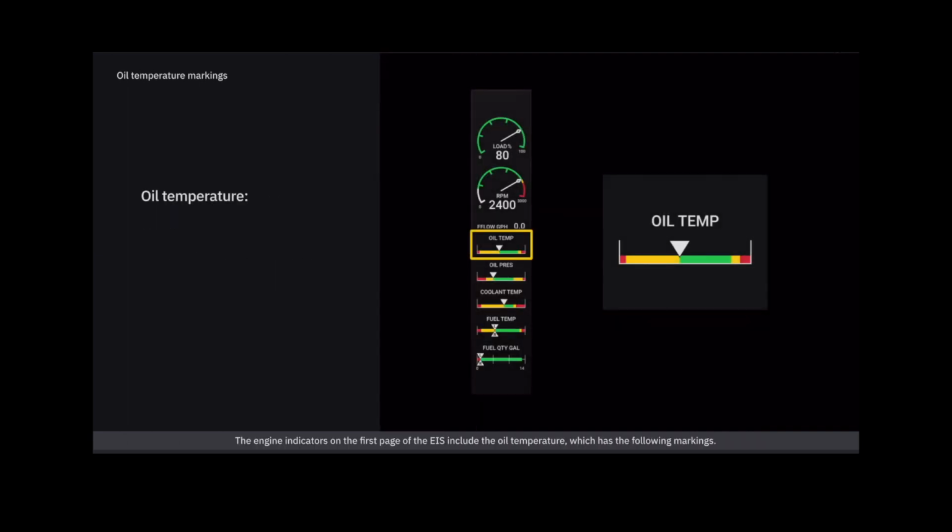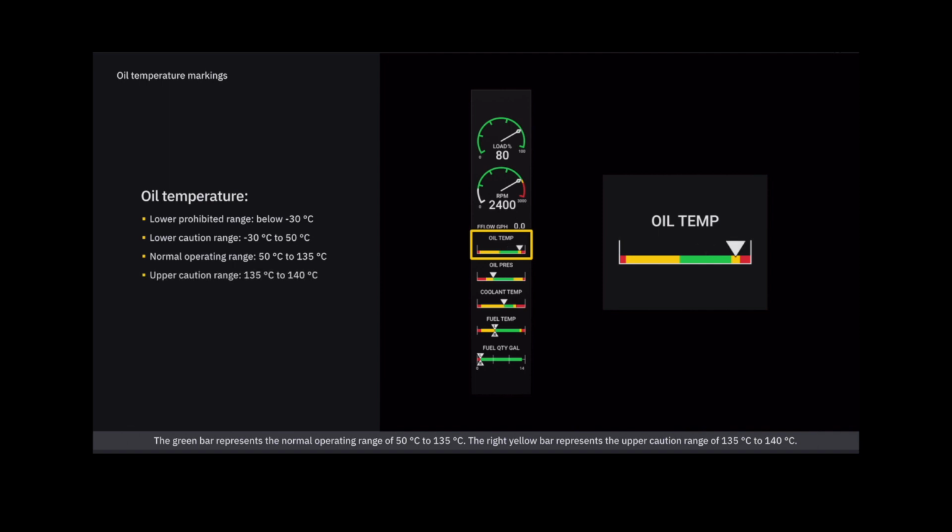The engine indicators on the first page of the EIS include the oil temperature, which has the following markings. The left red bar represents the lower prohibited oil temperature range below -30 degrees Celsius. The left yellow bar represents the lower caution range of -30 degrees Celsius to 50 degrees Celsius. The green bar represents the normal operating range of 50 degrees Celsius to 135 degrees Celsius. The right yellow bar represents the upper caution range of 135 degrees Celsius to 140 degrees Celsius. The right red bar represents the upper prohibited range above 140 degrees Celsius.